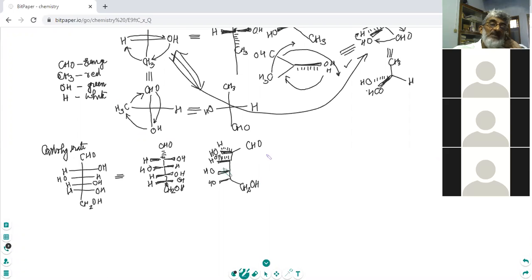Okay, this is very, very important as far as carbohydrates are concerned. You are going to face this problem. H here. You are going to fix this. Now you know glucose is having a cyclic structure. So what you have to do is close this ring. You will have a structure like this.